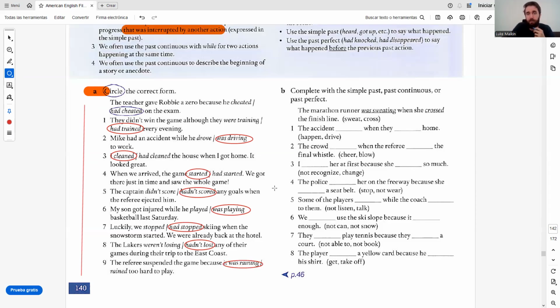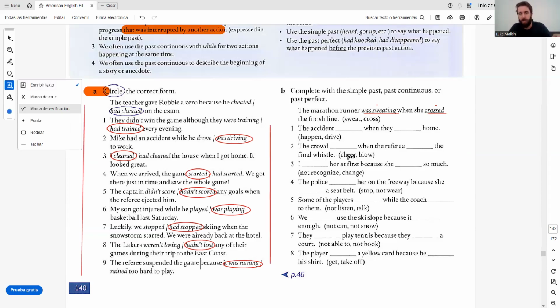Part B, complete with the simple past, past continuous, or past perfect. For example, the marathon runner was sweating when she crossed the finish line. Sweating was in progress, and cross the finish line is a finished event. So continuous and simple past. Pause and complete 8 questions.